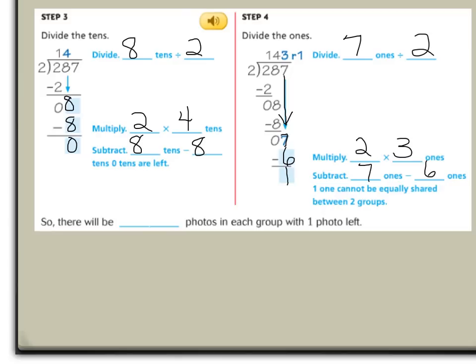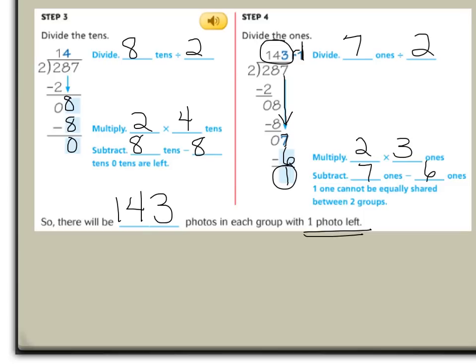So I can equally put this with 143, but I do have this remainder of 1, so I have to document this remainder 1 here. So there will be 143 photos in each group with 1 photo left.